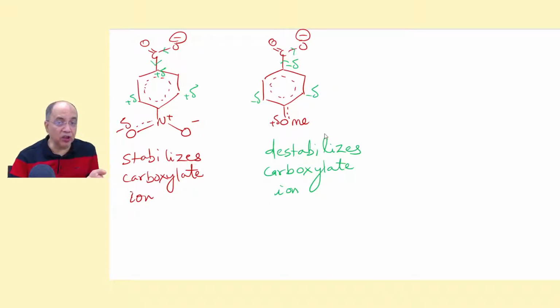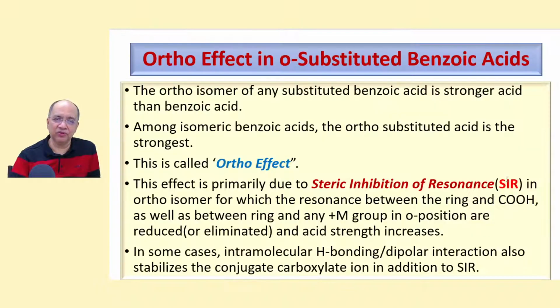On the other hand, methoxy or methyl will have resonance or hyperconjugation to produce minus delta adjacent to the carboxylate ion, which will destabilize the carboxylate ion by stronger electron donating ability. Same way we discussed for phenolic compounds.